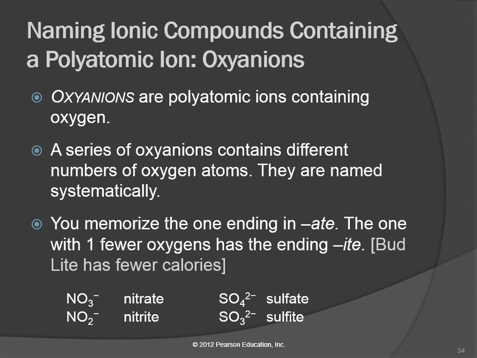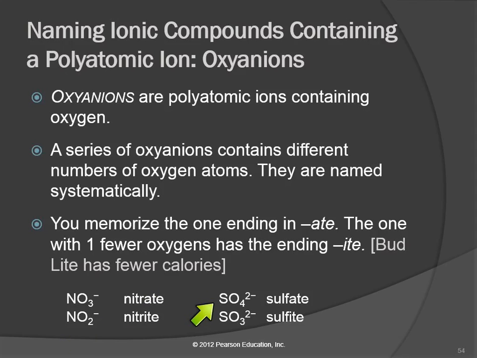So what I recommend is that you memorize the one whose name ends in ate. So nitrate, you just memorize that one. But then the ite one is like Bud Light. What's the difference between Bud and Bud Light? Bud Light has a third fewer calories, right? Less filling. It's less, right? The ite is the light version of nitrate. It has one less oxygen. The charge is the same. The number of nitrogens is the same. The only difference is one fewer oxygen.